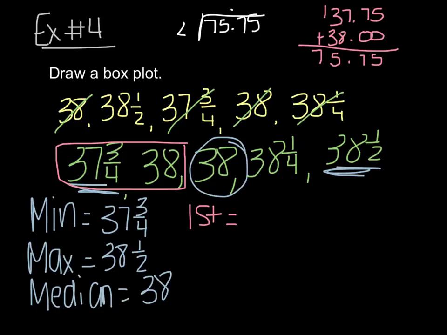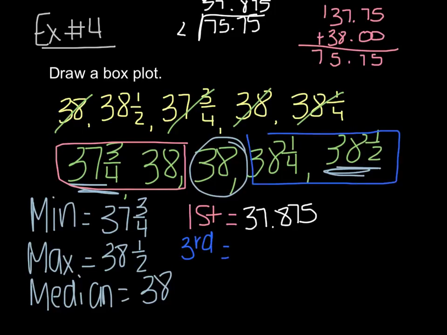And we already got this answer in a previous example, so I'm just going to write it up here. 37 875 thousandths. So I'm going to put that down here as our answer. 37 875 thousandths. Now let's do the third quartile, which is the numbers after the median. Again, we only have two numbers after the median. So we're going to add them up and divide by 2 like we did before.